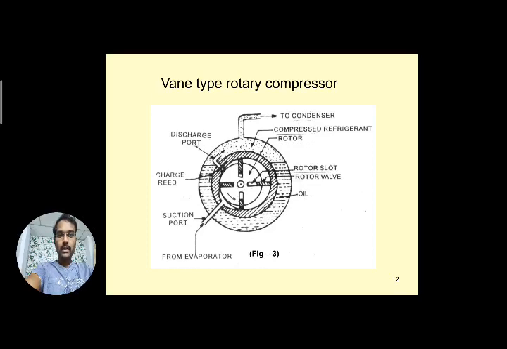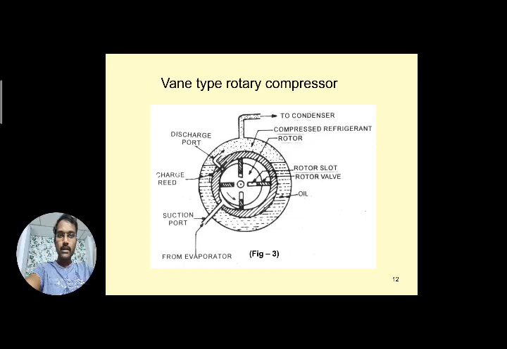And here there are two ports present in the cylinder. Around the cylinder you can see lubricating oil is present, and at the top the compressed refrigerant gets accumulated, and next it is sent to the condenser. So there are two ports connected here, the suction port and the discharge port.